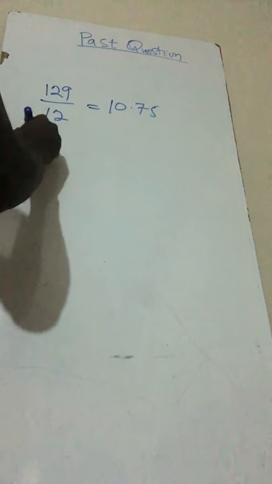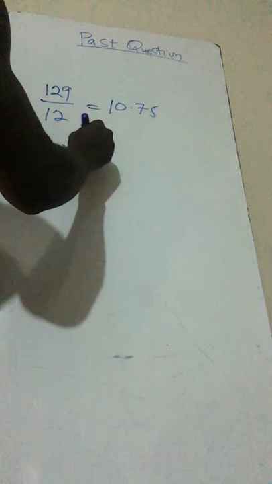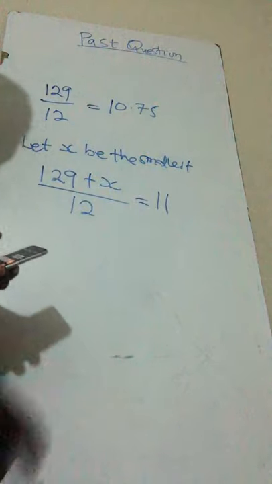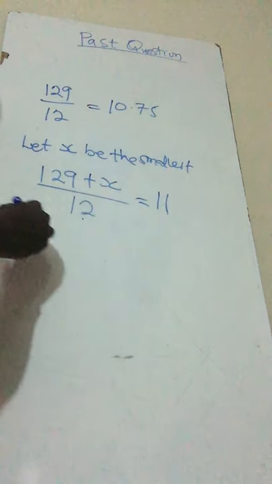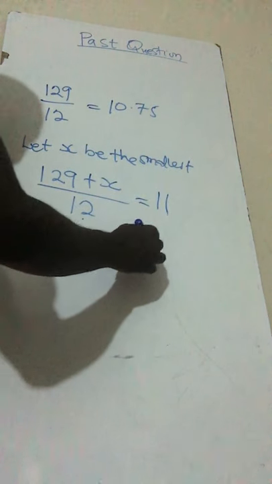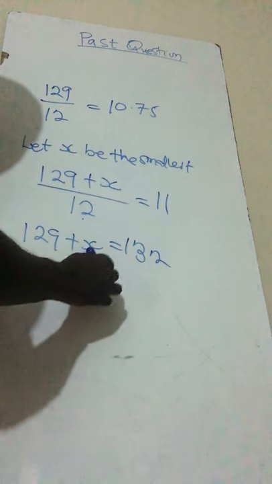So let x be the smallest number. So we have 129, we are adding x to it, over the children, which are 12. We need each child to get 11, because realize that the closest number to 10.75 is 11. So, multiplying, we get 129 plus x is equal to 132. So x equals 3.